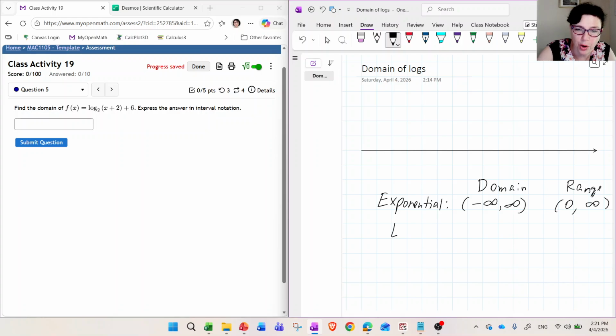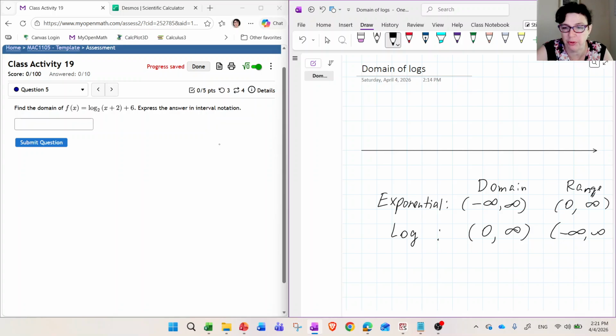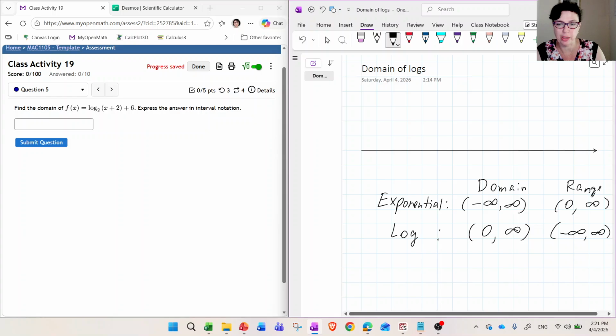Now, for the log, because log is actually the inverse function of exponential, and for inverse functions we switch the domain and the range, log will only be defined for positive answers, not for 0, not for negative. And the range is going to be negative infinity to infinity. So see how they flip?